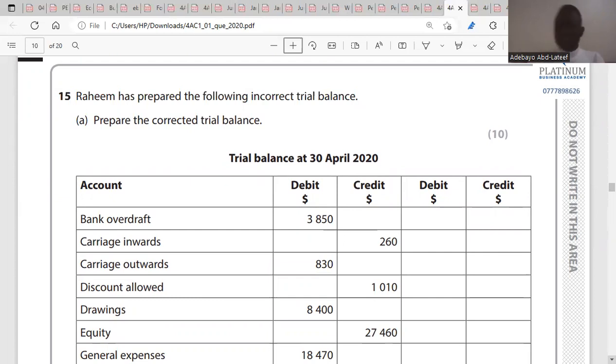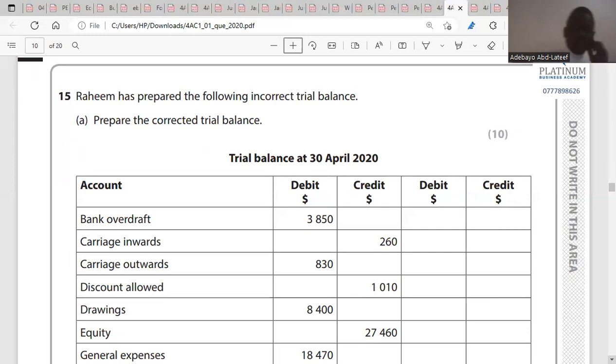So put this in your mind. When you are preparing a trial balance, your assets and expenses will be on the debit side. Your liabilities and income will be on the credit side. Drawings on your debit side, capital on your credit side.